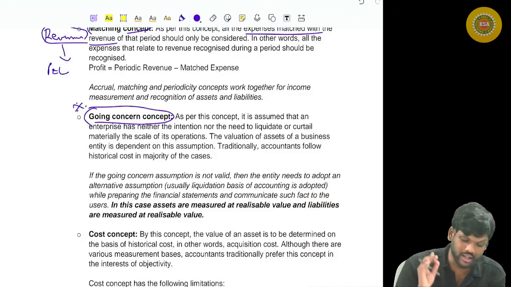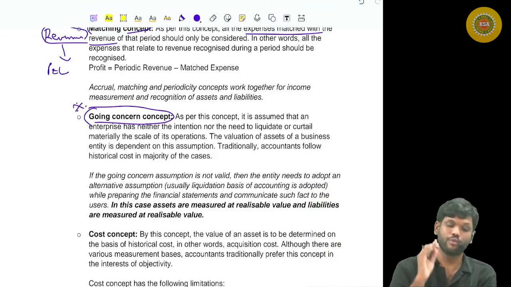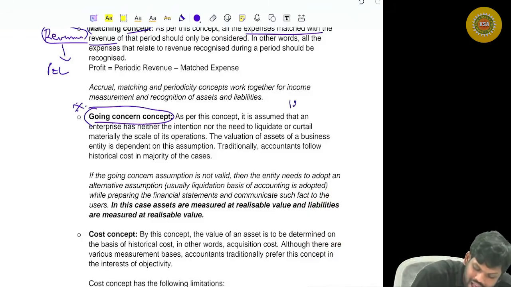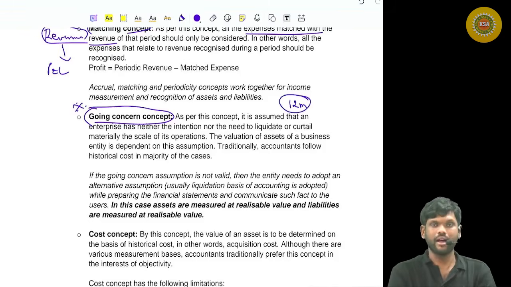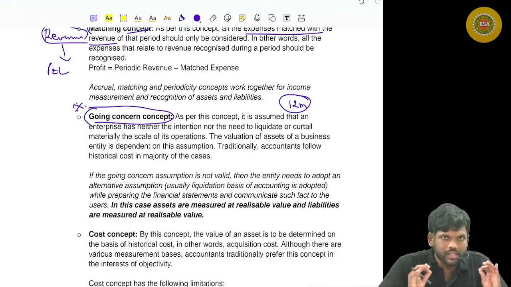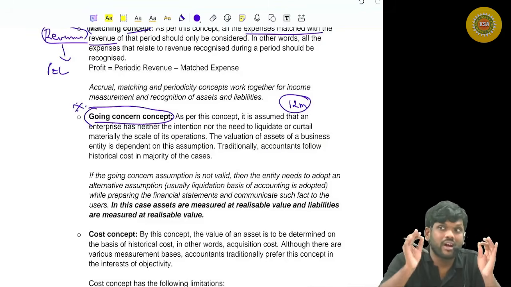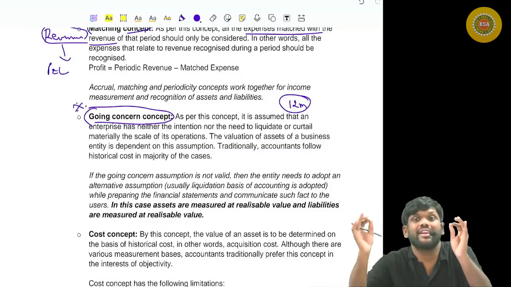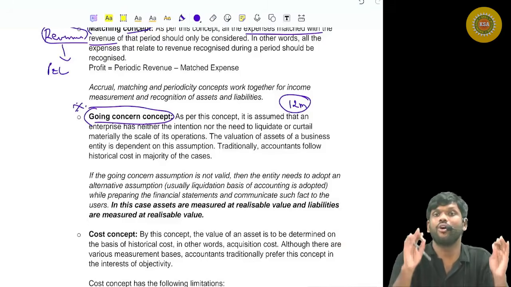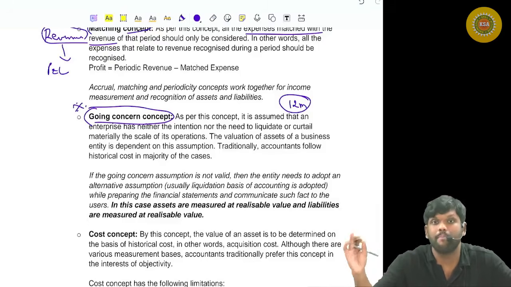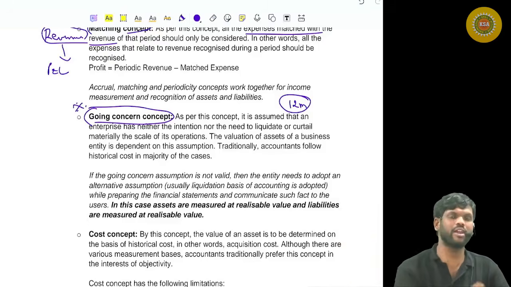Sir, what is this foreseeable future? Foreseeable future means at least 12 months. When you prepare accounts for a business, it is assumed that this business will continue at least for the next 12 months. There is no intention to close the business. This assumption is very, very important.